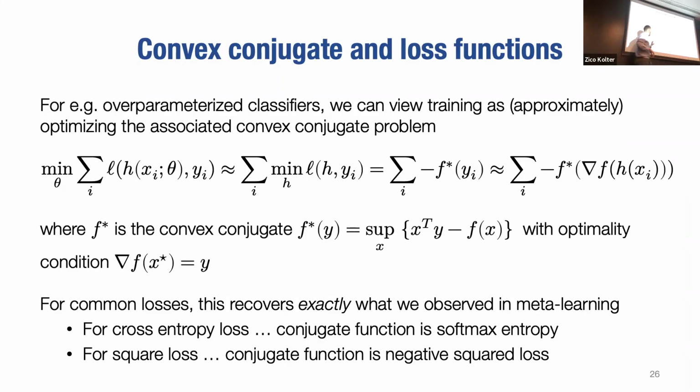the convex conjugate for cross entropy loss winds up being that exact softmax entropy term that Tent uses. And the convex conjugate for squared loss winds up being the negative squared loss, which is what we empirically saw happen when we used a quadratic loss.